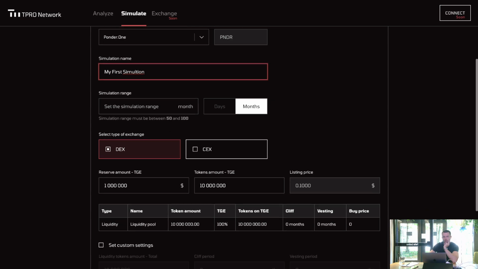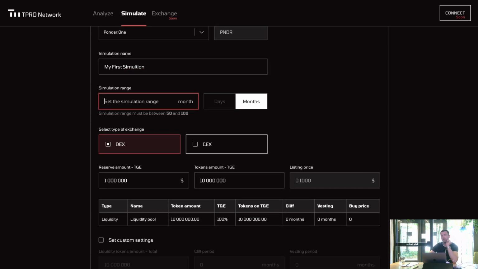Then you have something that we are calling simulation range, and it's basically the time span of your simulation. So do you want to simulate a range of, for example, 2 years or 4 years for the project, right? Right now we have the range between 50 and 100. To be honest, I don't know why we have a minimum of 50. This is something that we also need to discuss. However, 100 is also a kind of cap in order to make sure that we will not run too heavy and extensive simulations.